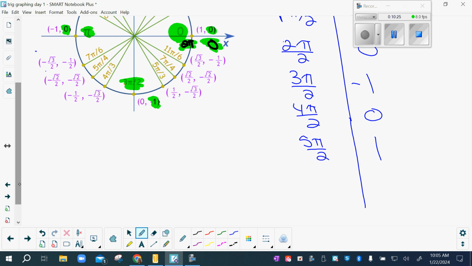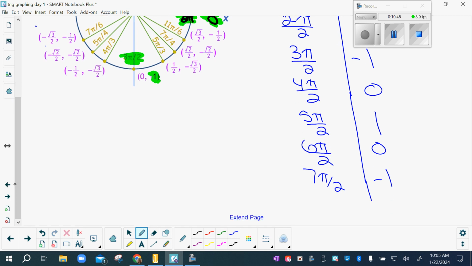And now, how about this one? 6 pi over 2, what's that going to be? Any guesses? 0. How about 7 pi over 2? What's that going to be? -1. And how about the very last one? 8 pi over 2.